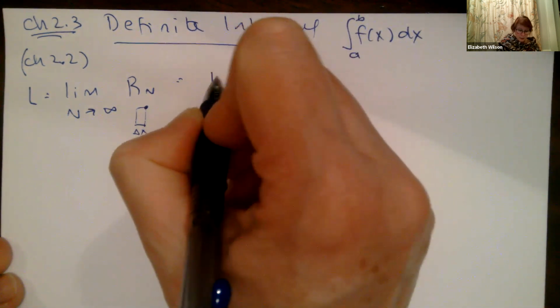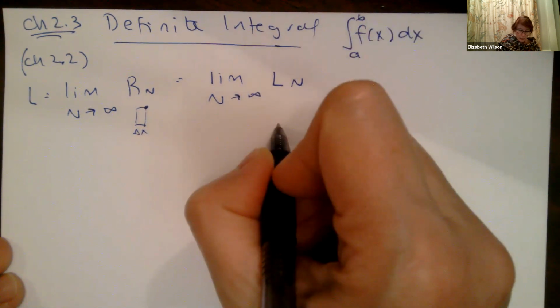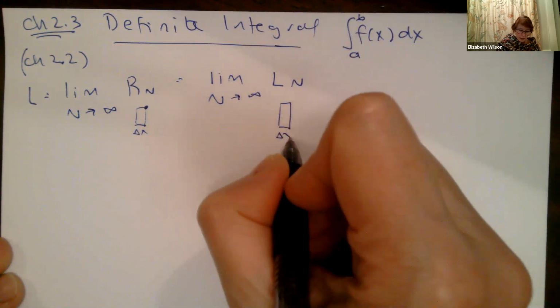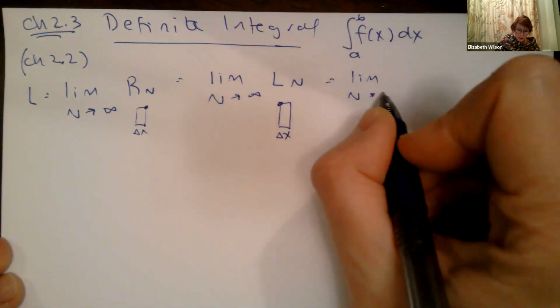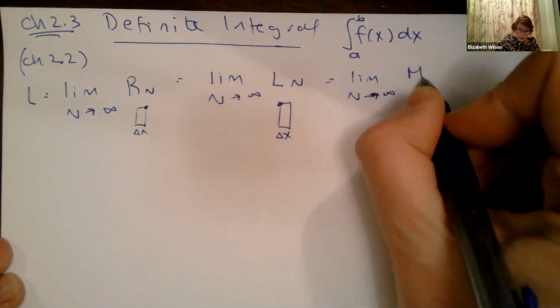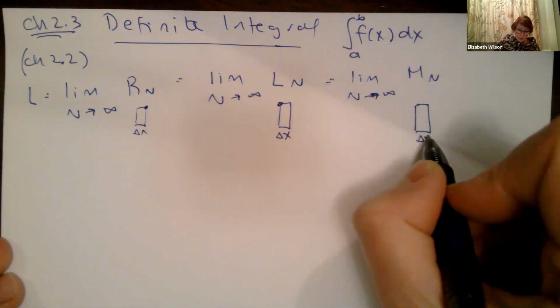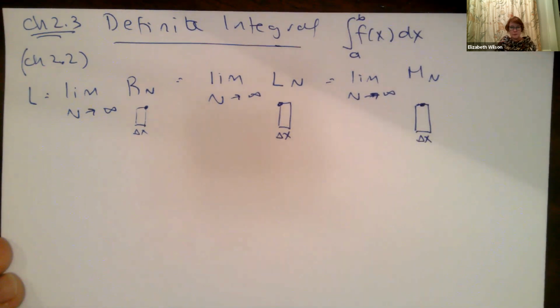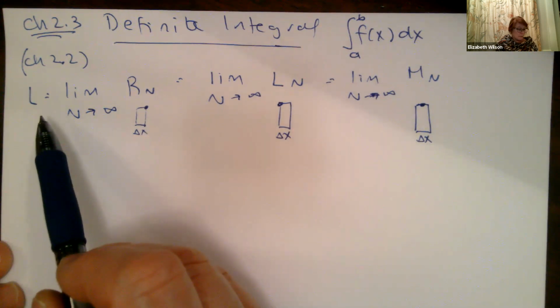This is equal to the limit as n goes to infinity of my left. Remember this one. Here's my delta x. Here's my left, which was equal to the limit as n goes to infinity of my middle, which was, this is my rectangle, delta x, my middle was a middle point right there. Because we're going to sum up all those areas. So L, all of these limits equal to each other, they're all approaching the same value.